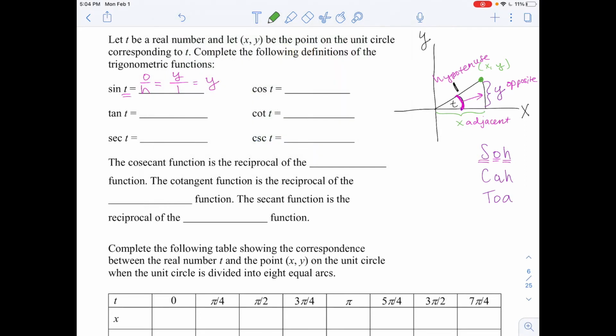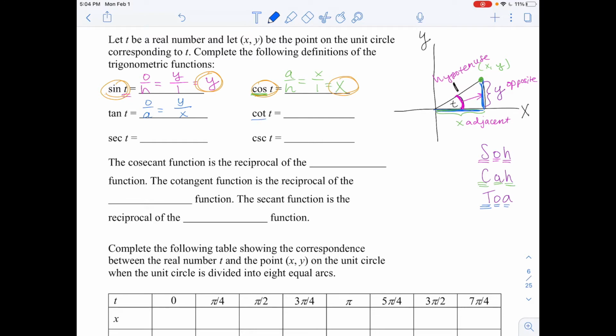Let's look at the next one, the cosine. We know cosine equals the adjacent over the hypotenuse. The adjacent side is right along here, which is x, over the hypotenuse of 1, so that value is just x. Hold on to this piece of information: sine equals y and cosine equals x. That will come in handy in just a little bit. Let's look at tangent. Tangent equals opposite over adjacent. So the opposite side is again y, over the adjacent side, x.